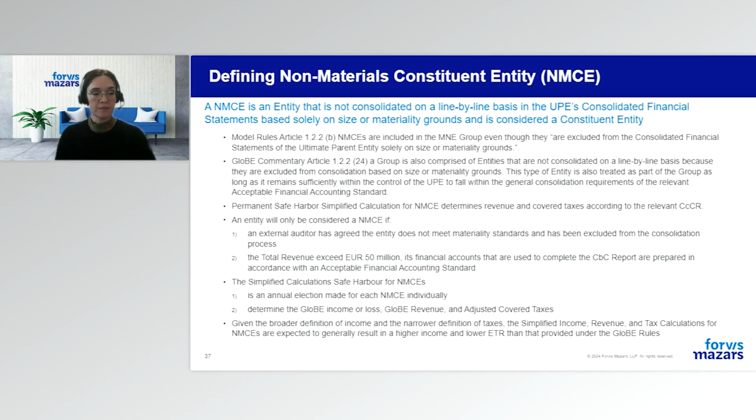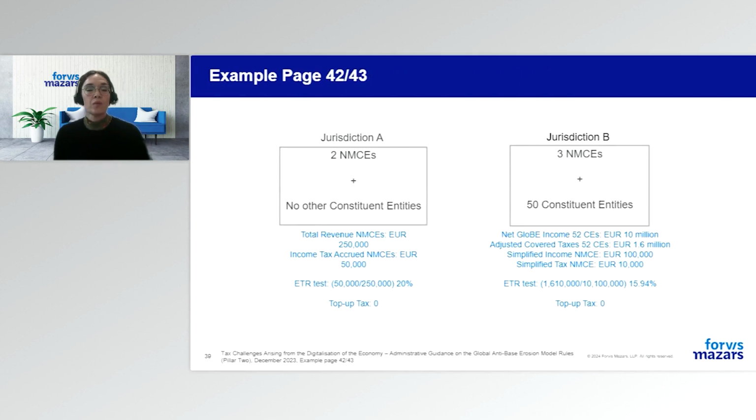In addition, the covered taxes are the covered taxes that are included on the CBCR, which means that they exclude any deferred tax expenses, adjustments for non-current items, and provisions for uncertain tax liabilities. So again, the importance of the non-material constituent entities is in applying the safe harbors. And we have an example here where you have two jurisdictions.